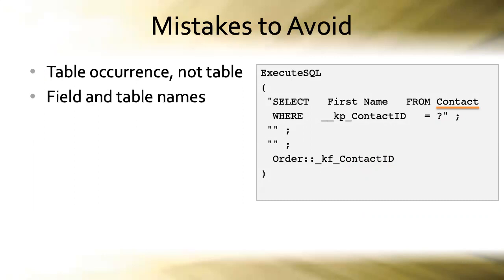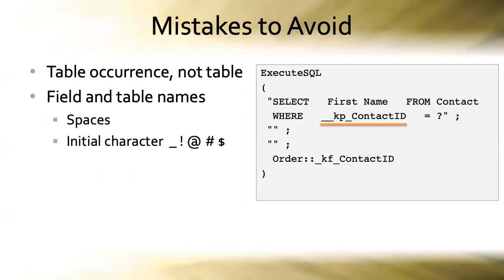Next, if your field or table names include spaces, like the first name field here has a space in between those two words, or begin with a character other than a letter of the alphabet, like an underscore, which was very popular for a time, then those field names or table names must be wrapped inside quotes in order to work in SQL queries. Simply by virtue of having a space or an illegal initial character on your field names or table names means that you need to wrap those names in quotes.